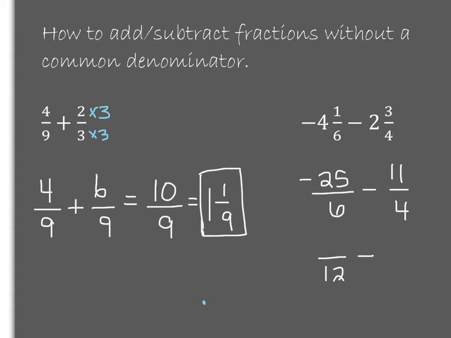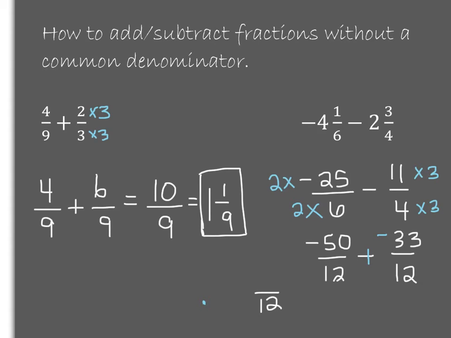I can make each denominator 12. To make the first one 12, I would multiply by 2, which means I have to multiply the top by 2, and I would get negative 50. And to make the second fraction have a denominator of 12, you multiply by 3, so you also multiply the top by 3, and you get 33. Because you're doing a negative 50 minus 33, I think it's in your best interest to change that to plus negative. So now we're going to keep our denominator, which is 12, and then negative 50 plus negative 33.